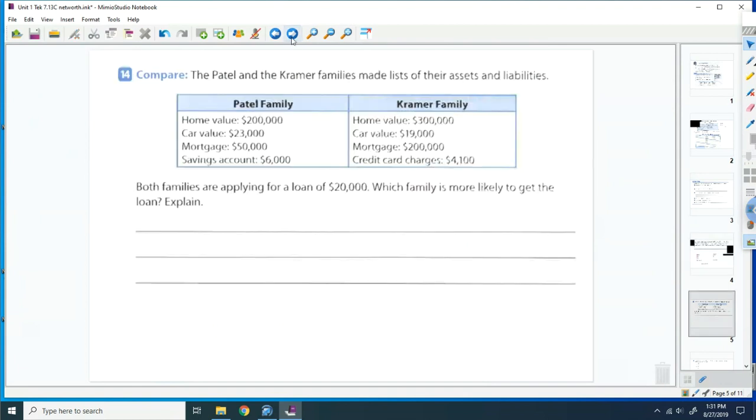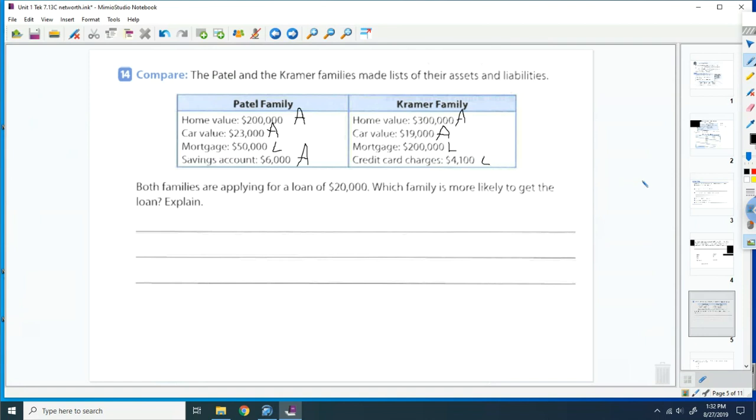Okay, next problem. We're actually not going to do it, but we're just going to talk about it. The Patel and the Kramer families made a list of their assets and liabilities. The home value for Patel is an asset. Car value, asset. Mortgage, liability. Savings account, asset. Okay, for the Kramer family, they have a home value of $300,000. And then they have a car value. And then they have a mortgage of $200,000 along with credit card charges of $4,100.